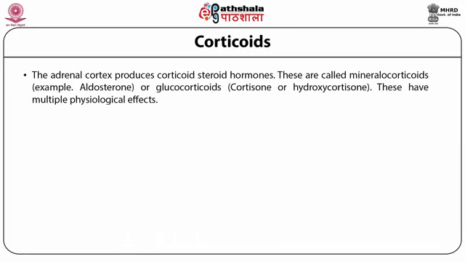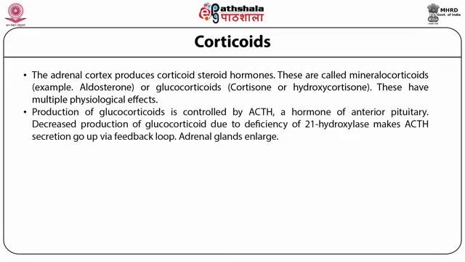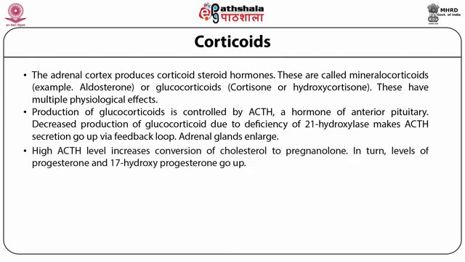The adrenal cortex produces corticoid steroid hormones. These are called mineralocorticoids or glucocorticoids. Production of glucocorticoids is controlled by ACTH, a hormone of anterior pituitary. Decreased production of glucocorticoid due to deficiency of 21-hydroxylase makes ACTH secretion go up via feedback loop. High ACTH level increases conversion of cholesterol to pregnenolone.